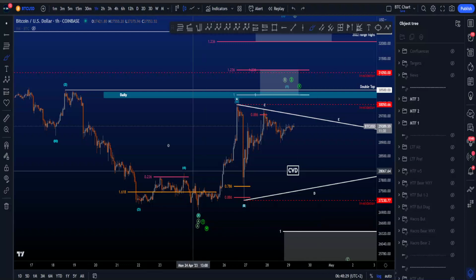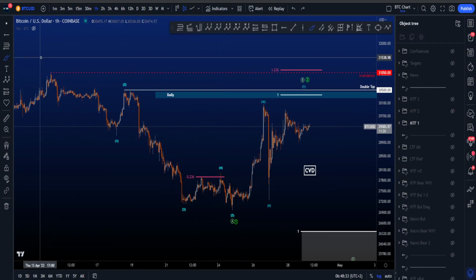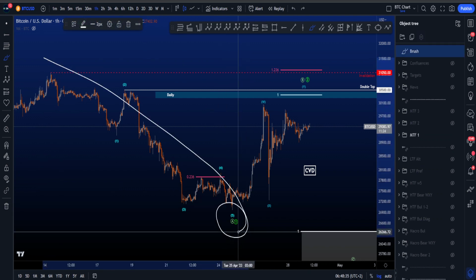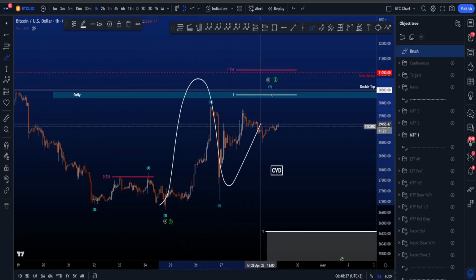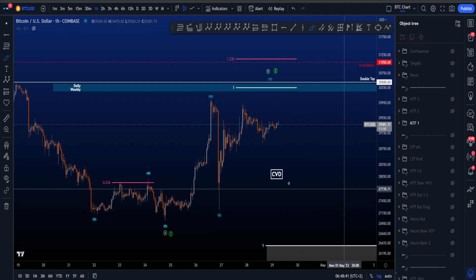Hi everyone, let's go through my medium time frame scenario, starting with the first medium time frame Elliott Wave scenario in Bitcoin, where I'm looking for a 5-wave structure in an A or 1, followed by a 3-wave structure in a B or 2, and then continuation to the downside in a wave C or a wave 3.